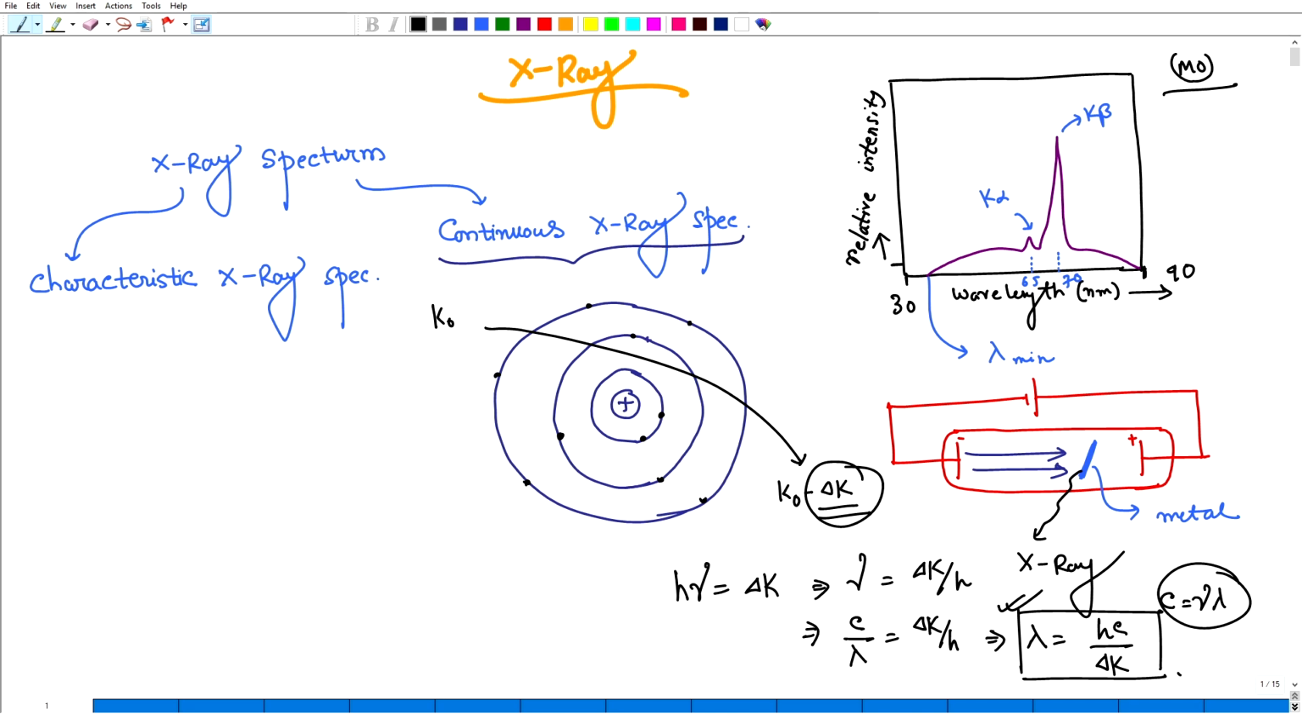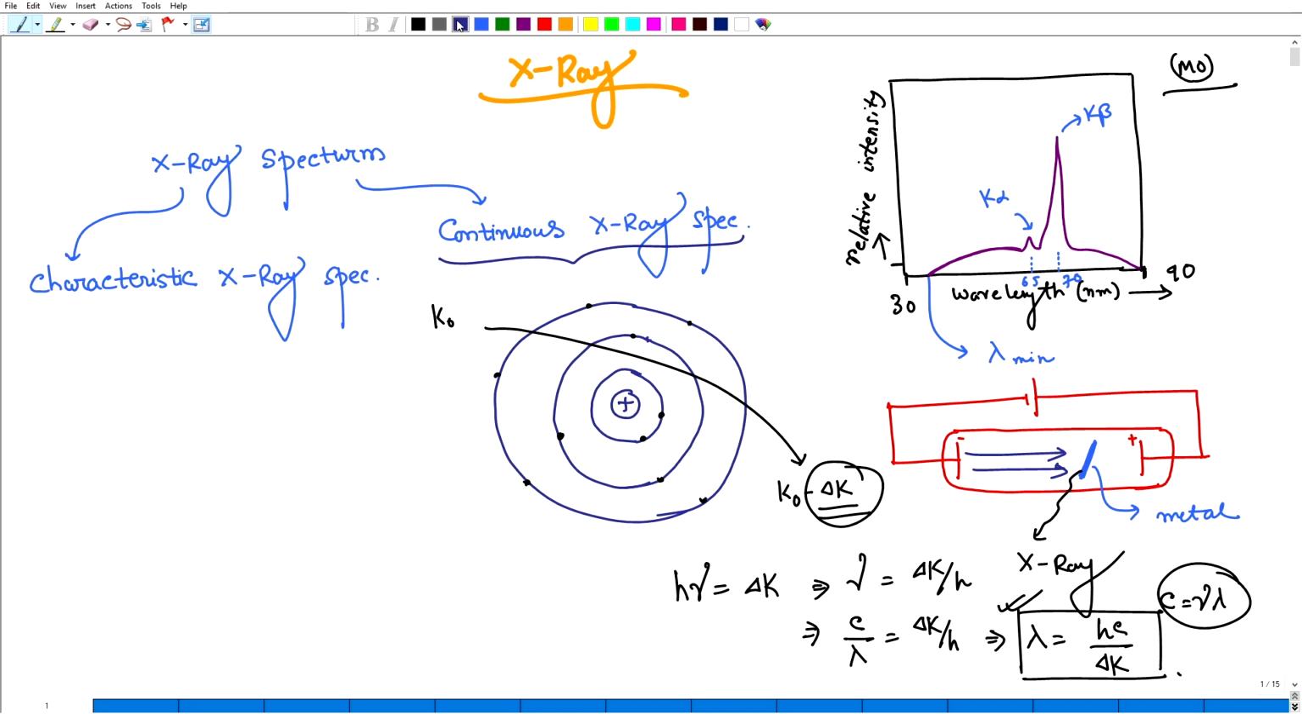Also you have to keep in mind that only one electron is not colliding with the metal surface. There are lots of electrons colliding, so there will be an innumerable number of del k. So that's why all lambda will be there. So that's why this is a continuous spectrum, and for each lambda there will be different intensity. So that's why we can see here from the peak, the intensity actually varies, it's not constant. So this is the reason.